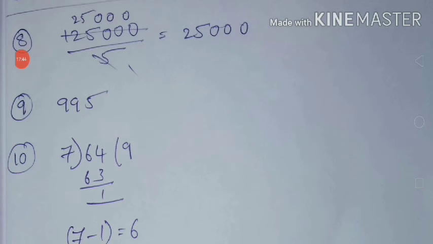$1,25,000 is to be distributed among 5 persons, then the share of each person is, so just divide 1,25,000 by 5, you are going to get the share of each person, that is 25,000.